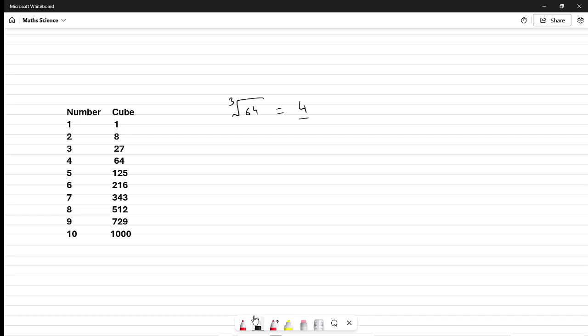So for example, the cube root of 64 is 4, because the cube root of a number is a value that, when it's multiplied by itself 3 times, gives you that number. So 4 times 4 is 16, and 16 times 4 is 64. So when 4 is multiplied by itself 3 times, it gives you that value, which means the cube root of 64 is 4.